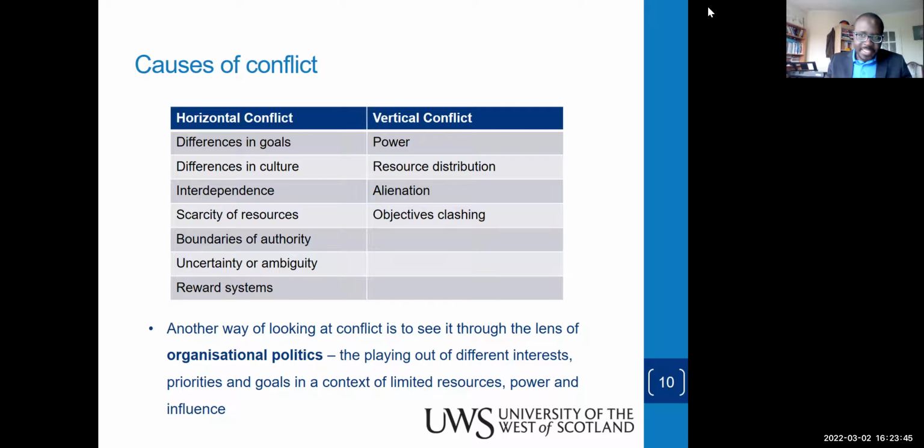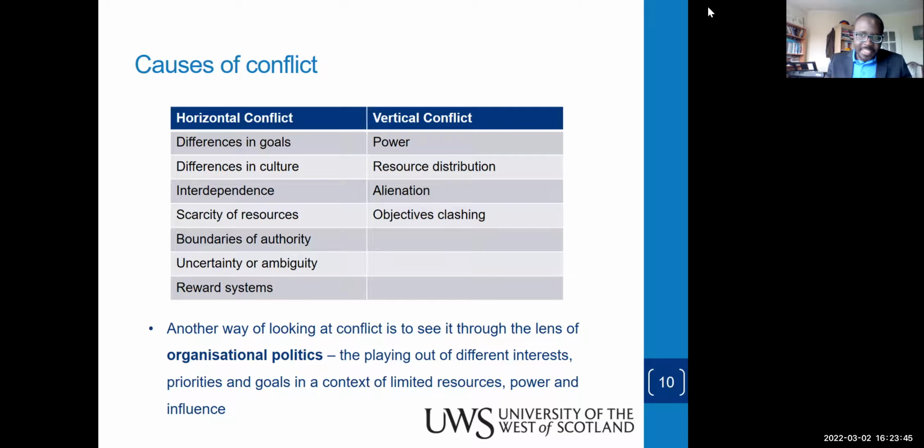Boundaries of authority, set the boundaries. Somebody doesn't want to be given an authority, wants to bypass. When there's so much uncertainty in what I do, ambiguity in my roles, I could trespass and step on somebody's role. And when you usurp somebody's responsibility, it could cause conflict.